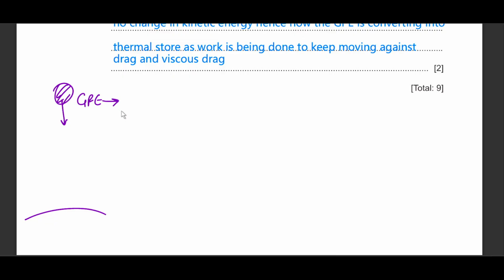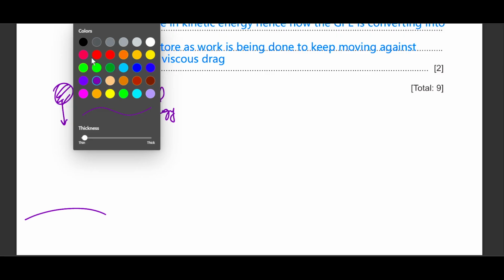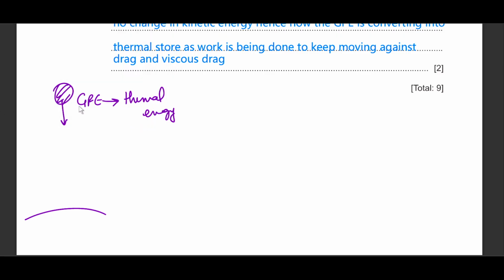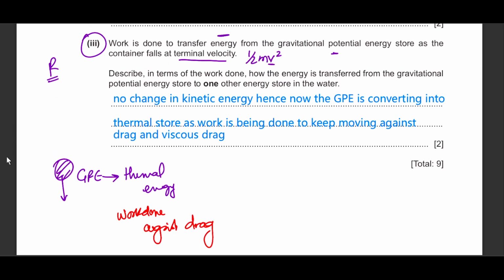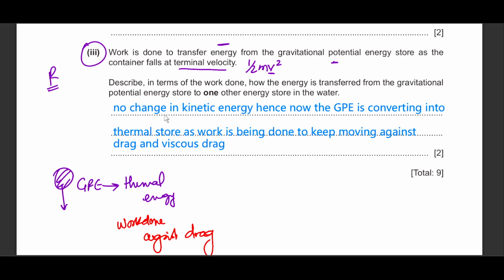In that moment, there is no conversion to kinetic energy, so there must be some conversion to thermal energy, which is responsible for heating up the object. And where does this thermal energy actually come from? This is actually categorized as work done against the drag forces, be that air resistance or viscous drag from a fluid. That's what we're going to write down here. So there's no change in kinetic energy, hence the gravitational potential energy is converting into the thermal store as work is being done to keep the object moving against the drag and viscous forces. So that's where the thermal energy store is being utilized or stored.